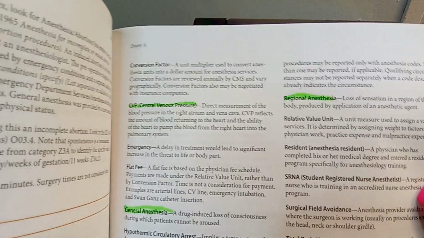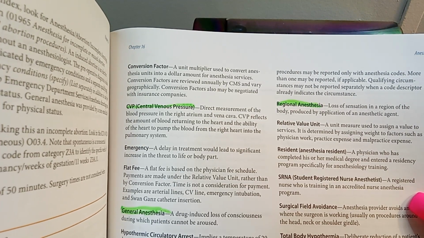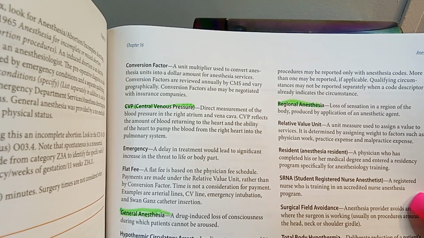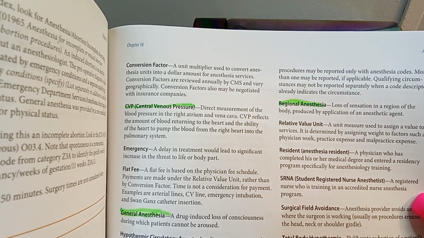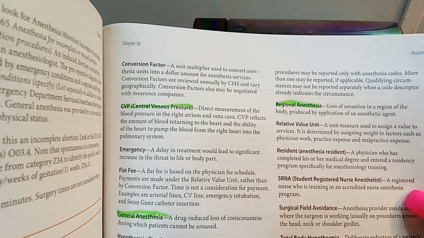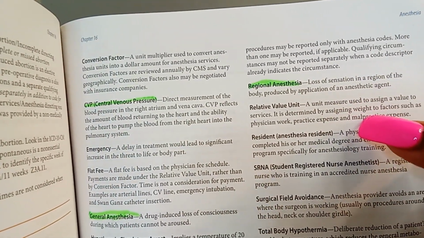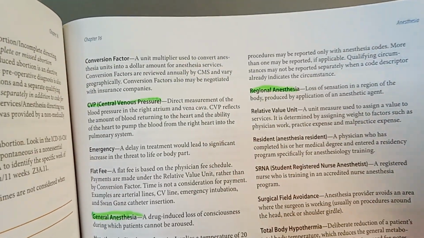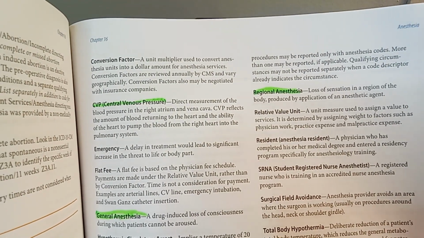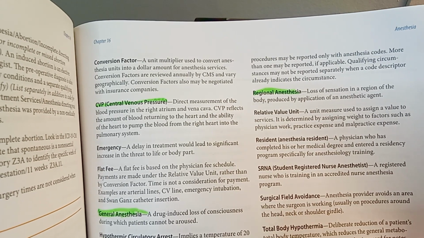So this video is just to give you a highlight of some of the things to come, or what you're actually studying in the area of anesthesia, or what possibly might come on the exam. Regional anesthesia, relative value unit, and this is when you're actually calculating for billing in this whole arena of medical billing and coding.